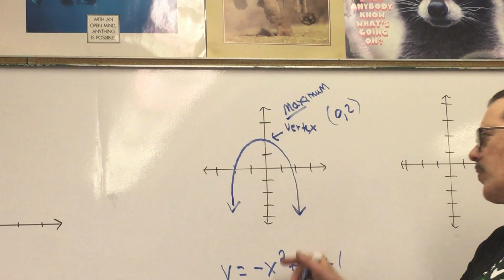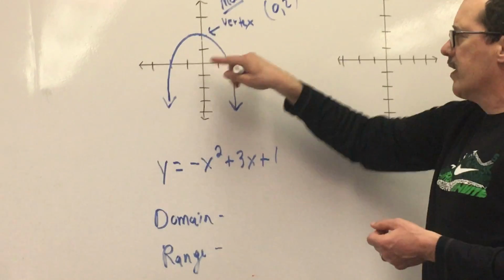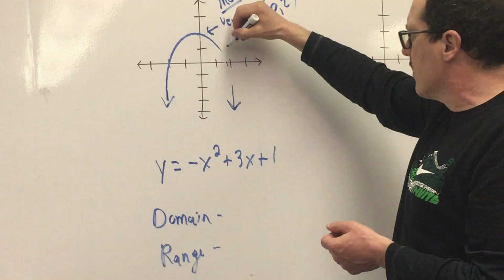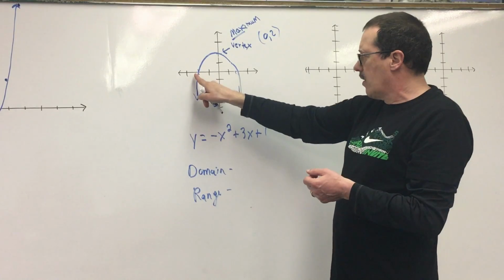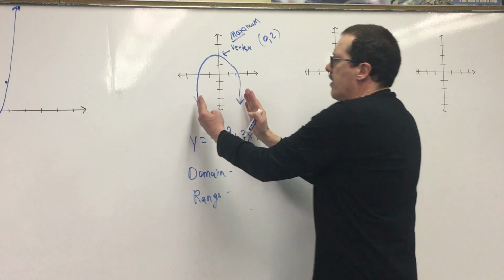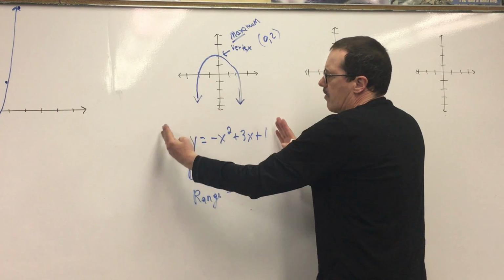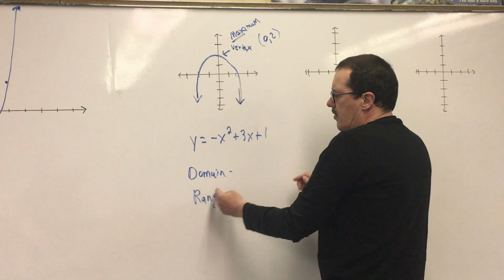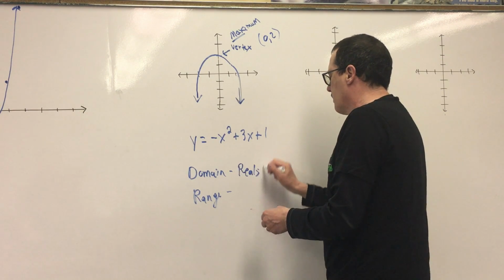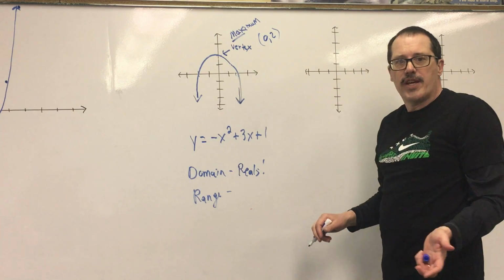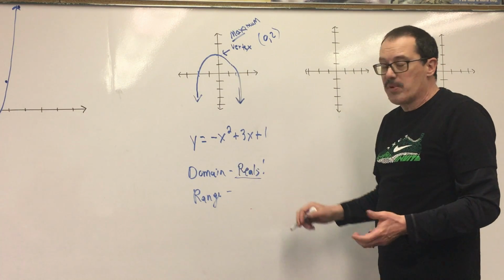Now we've done these before. Domain is how far it goes to the right and to the left. I'm going to change this a little bit so it goes right through there. Domain would be how far it goes from here to here. Now this parabola actually spreads out forever and ever. So the domain for parabolas is always reals. It never changes. So that is like a super easy part.